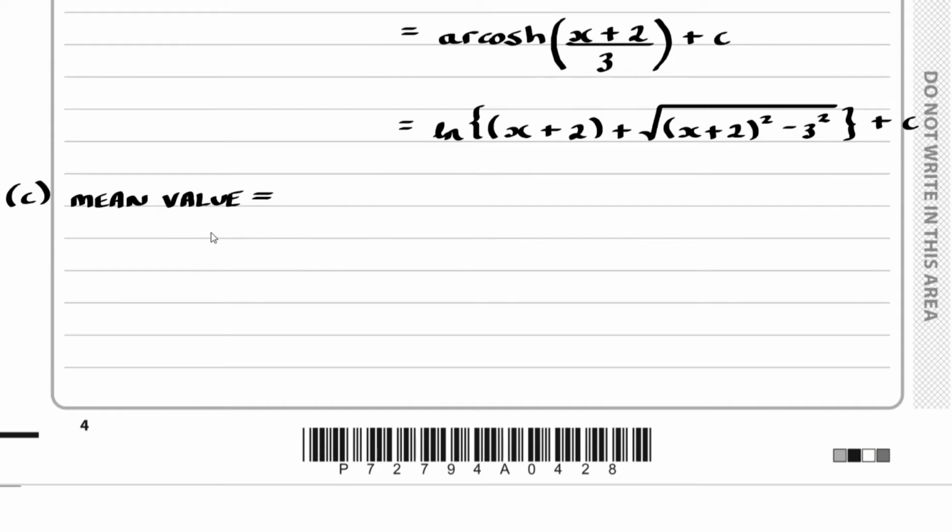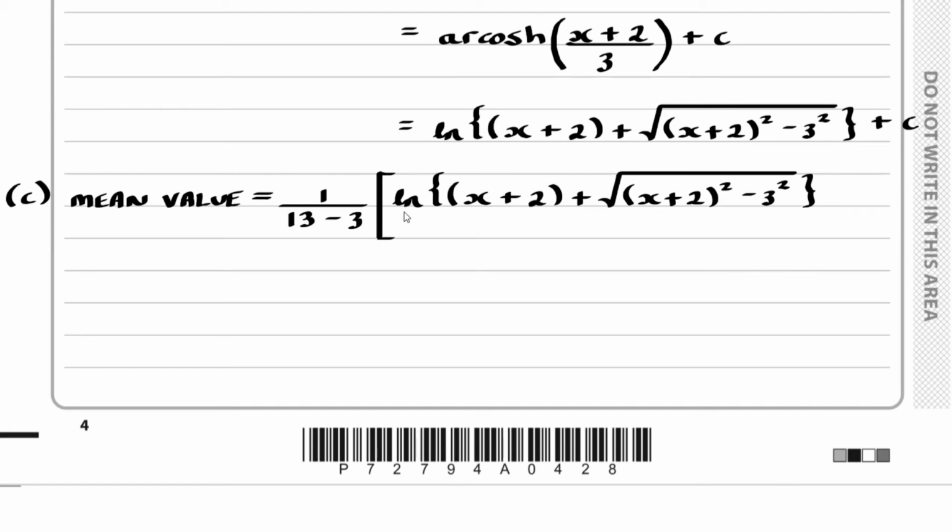For part C, the mean value is given by 1 over 13 subtract 3, and then we multiply this by the result of our integration. We have 1 over 13 subtract 3 multiplied by the natural log of x plus 2 plus the square root of (x plus 2) squared subtract 3 squared. And then we need to evaluate this between 3 and 13. So 1 over 13 subtract 3, that's a tenth.